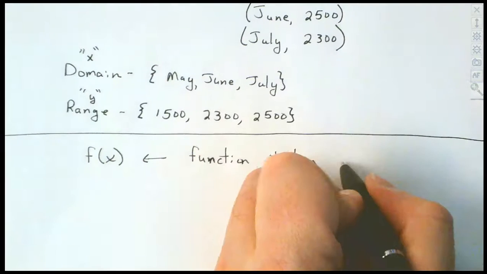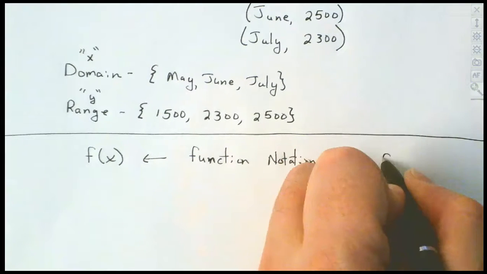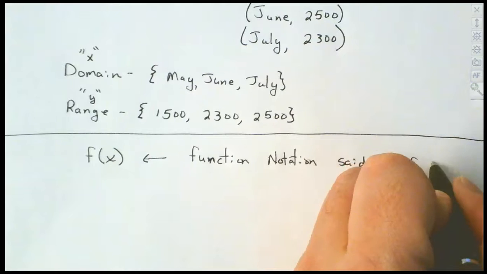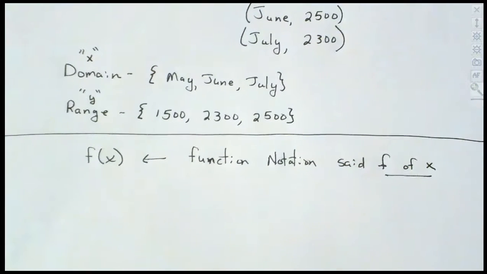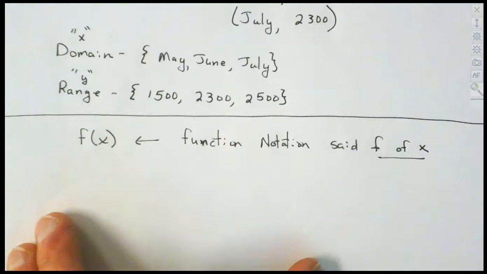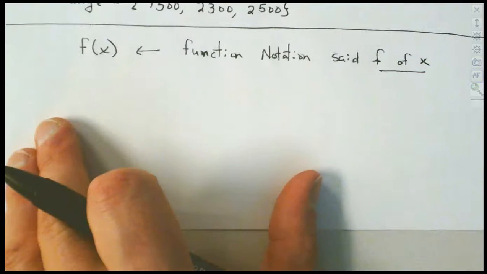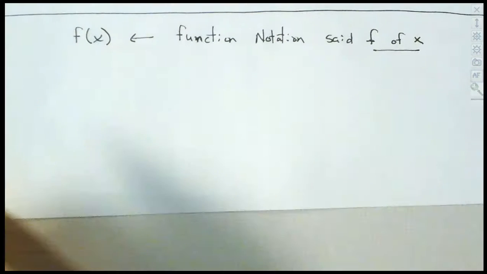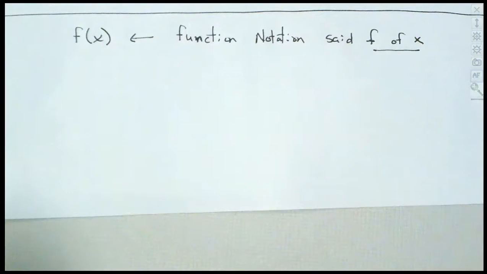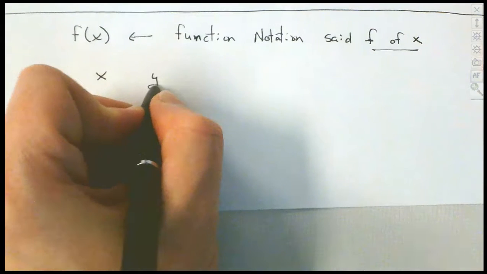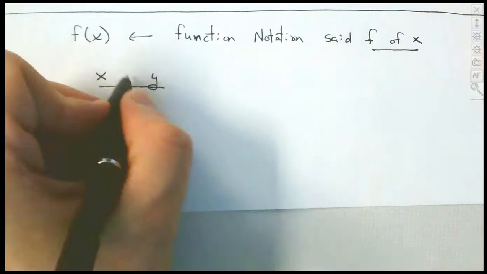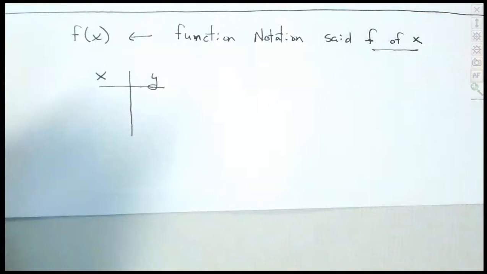And that is going to be said f of x. So that's going to be our function notation here. And f of x is going to be the same as y. Now what we can do with function notation is I can give you a table and we can find the values that come out of this table. So I'm going to give you a table of values and I'm going to have you find different functions.